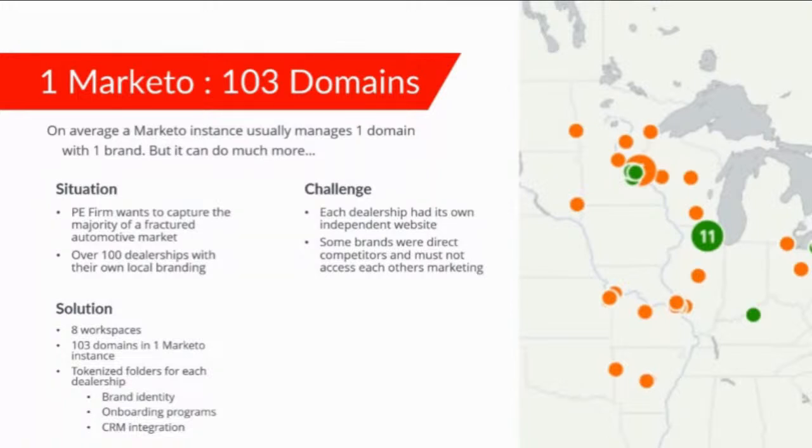Was a great project. We had 8 different workspaces because some of the businesses were direct competitors with other businesses. So we wanted to make sure that the marketing teams in company A were not allowed to see the marketing efforts that were happening in company B for antitrust and monopoly reasons, basically, right? And so that was all in place to help ensure that could never happen.